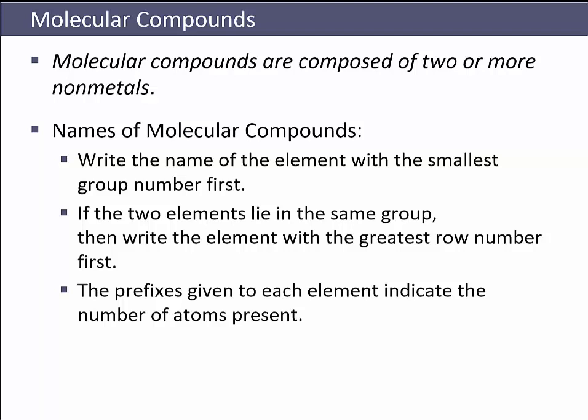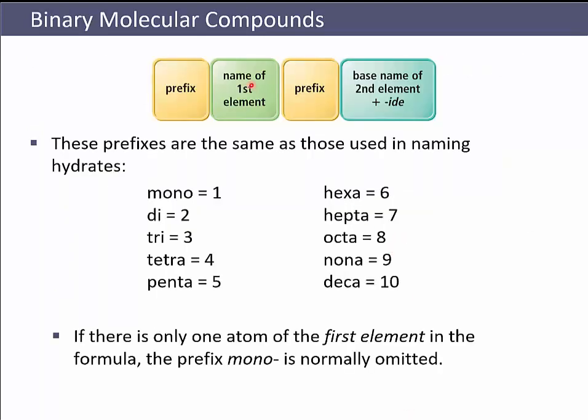So we're going to use a prefix indicating the number for the name of the first element, and the second element gets that -ide ending. These prefixes are the same ones used in naming hydrates: mono, di, tri, tetra, penta, hexa, hepta, octa, nona, deca. If there is only one atom in the first element, you can leave the mono off.